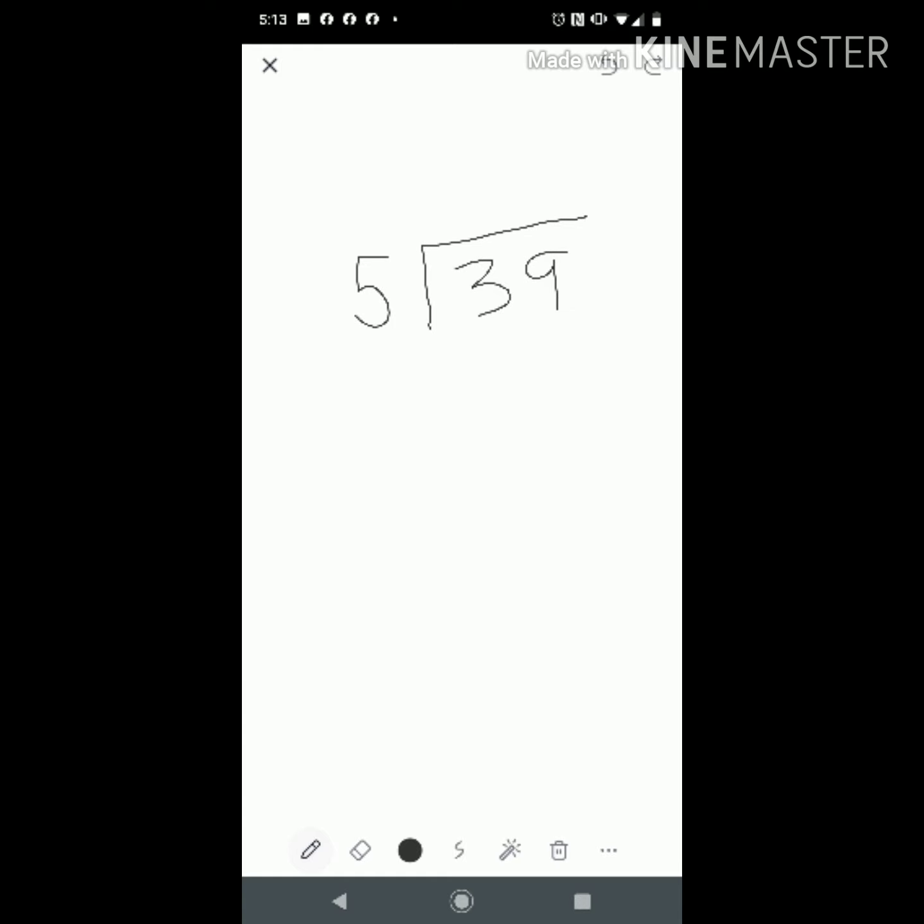39 divided by 5. I like to use 5s because most people know their multiples of 5. But I would like you to know all your multiples 1 through 12. All right, so we know easily that 7 times 5 is 35. 8 times 5 is 40, so we're going to use 7. 7 times 5, 35. 39 minus 35 is 4, remainder of 4.